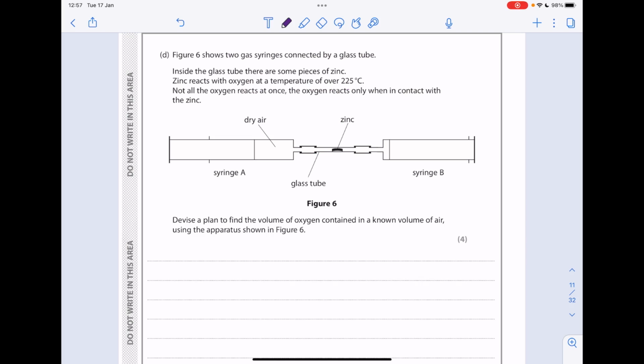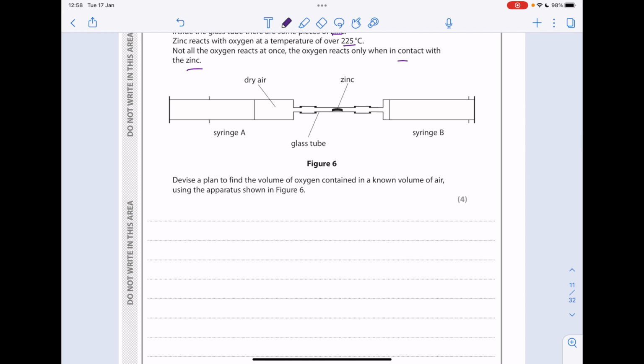Figure 6 shows 2 gas syringes connected by a glass tube. Inside the glass tube there are some pieces of zinc. Zinc reacts with oxygen at a temperature over 225 degrees. Not all the oxygen reacts at once. The oxygen reacts only when in contact with the zinc. Devise a plan to find out the volume of oxygen contained in a known volume of air using the apparatus shown in figure 6. So we're using all the information they've provided.